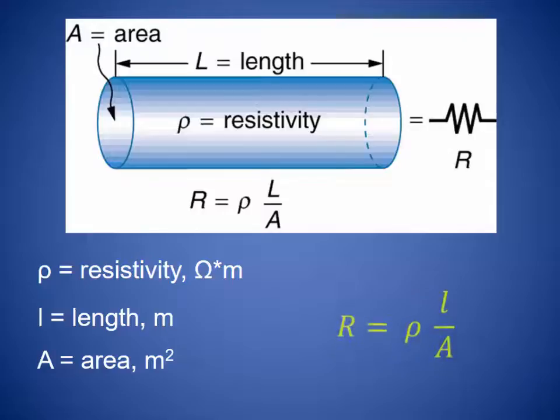We can put all of these variables together into an expression that describes the resistance: the resistance is equal to the resistivity times the length of the material divided by the cross-sectional area of the material.